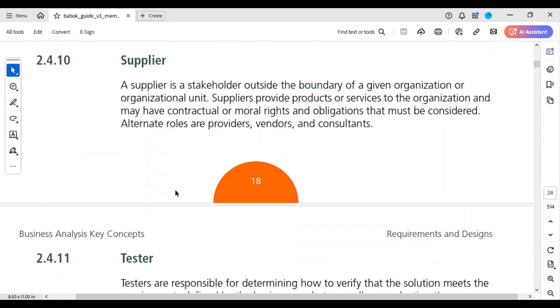Supplier. A supplier is a stakeholder outside the boundary of a given organization or organizational unit. Suppliers provide product or services to the organization and may have contractual or moral rights and obligations that must be considered. Alternate roles are providers, vendors, and your consultants, your developers, if they come from outside, if they're not within your organization. Even your Scrum Master, even your project manager can be a supplier, because they may be consultants or vendors from outside.